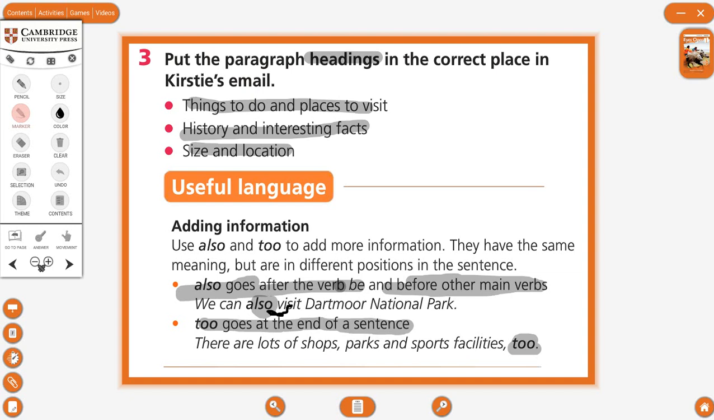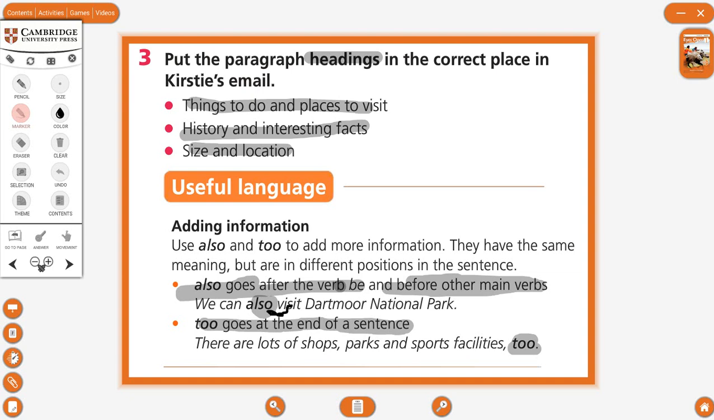Ne diyor? Birçok market, alışveriş yapılan marketler, parklar ve sport facilities, sportif kolaylıklar var demek istiyor burada. Shop, mağaza anlamına da gelir, bunu unutmayın. Dükkan, mağaza anlamına gelir. Ne diyor burada? Birçok dükkanlar, parklar ve sportif kolaylıklar da var anlamında kullanıyor.